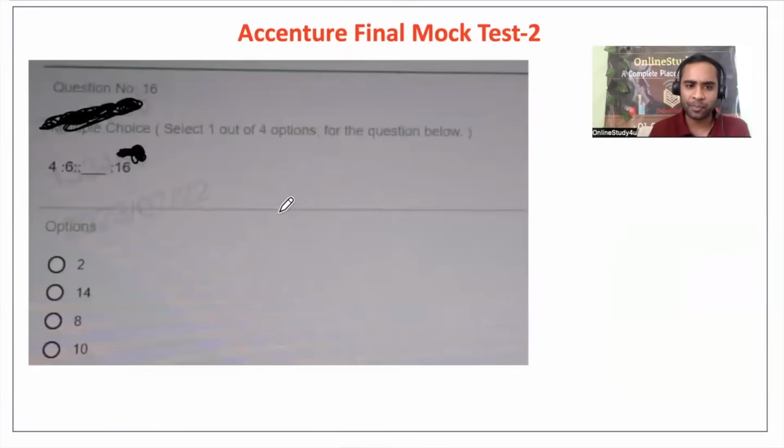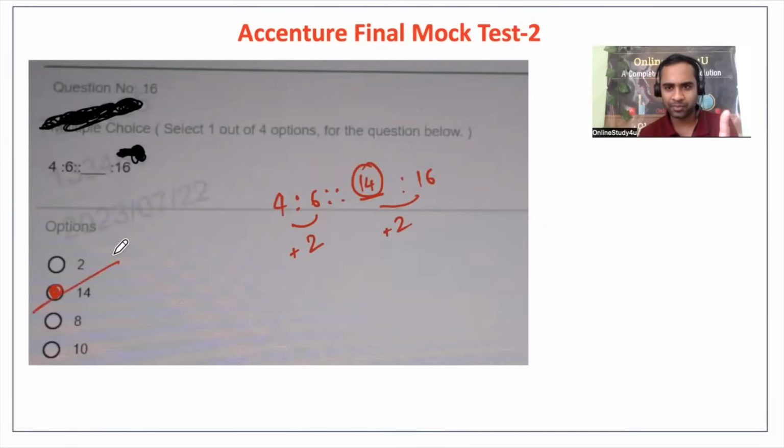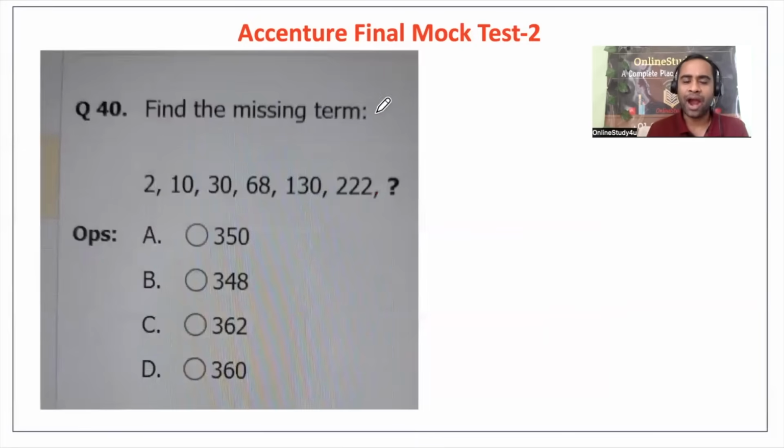Now this is a very easy problem, but in the exam we think they might not ask such an easy problem. So 4 to 6, the difference is 2. Then here also the difference would be 2, basically plus 2. So here definitely we have to put 14. 14 means option B will become the correct answer. Okay, now find the missing term here.